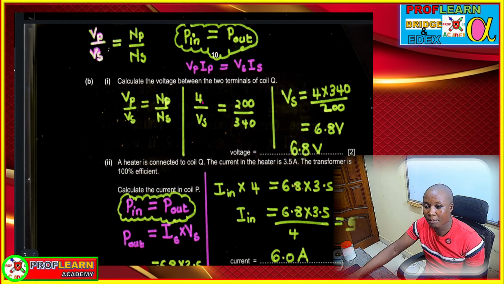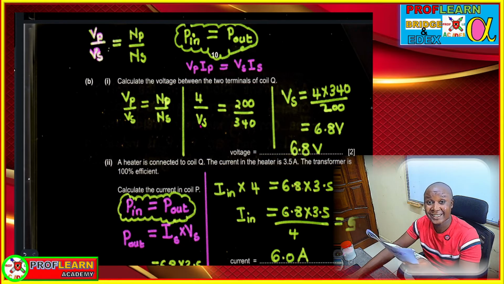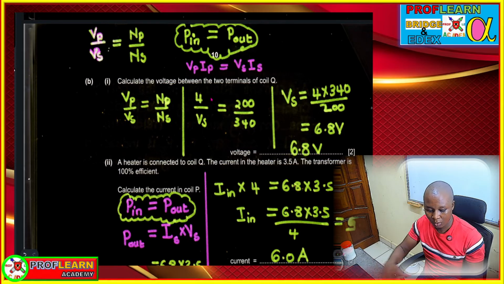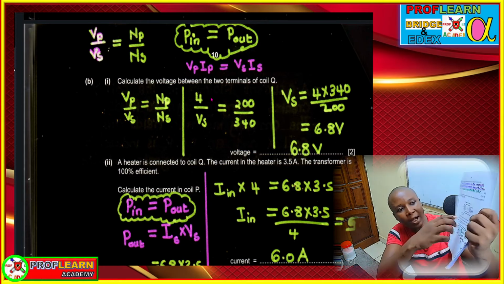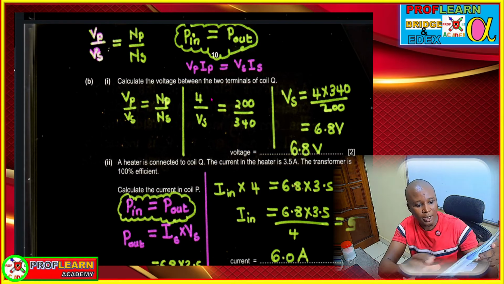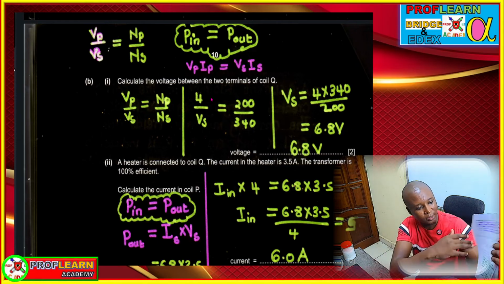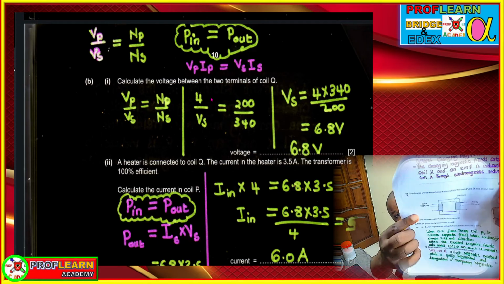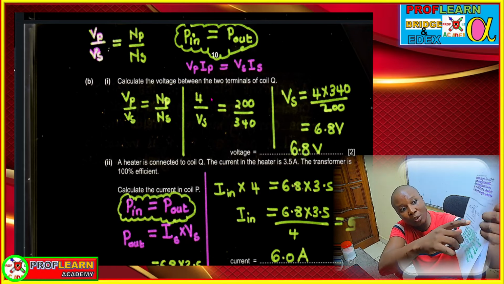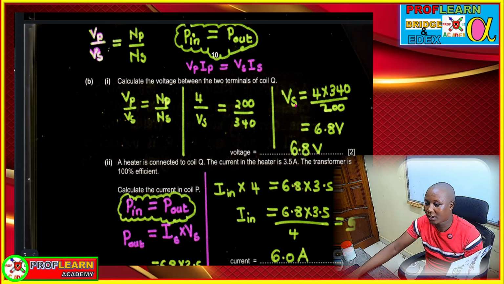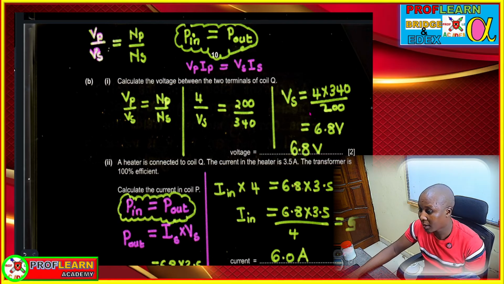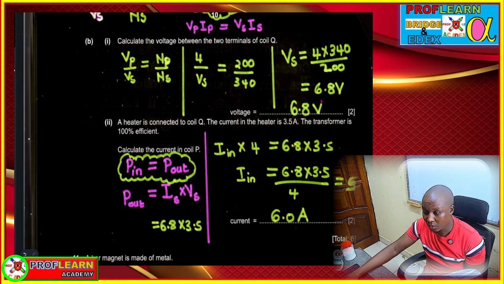So voltage in the primary coil was 4 volts. We are working out the voltage in Q, which is the voltage in the secondary coil. Number of turns in the primary coil was 200, which is indicated here, and number of turns in the secondary coil in Q is 340. So if we make Vs, voltage in the secondary coil, subject of the formula, we are going to have 6.8 volts.